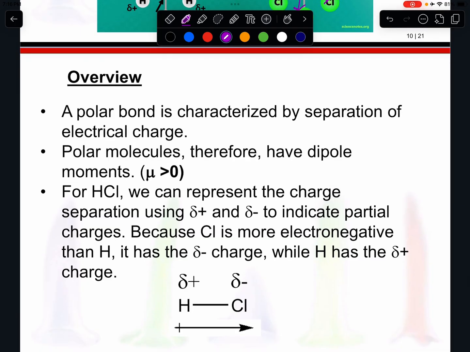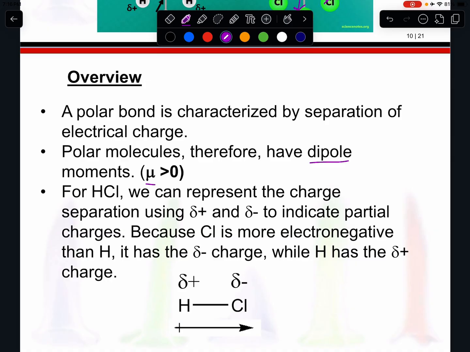So basically, an overview of this idea: a polar bond has some sort of separation of charge, usually that being the electrons are being held closer to one atom than the other. Because of that, we therefore have a dipole moment, which is given by this little μ letter, and it's a number that is above 0.